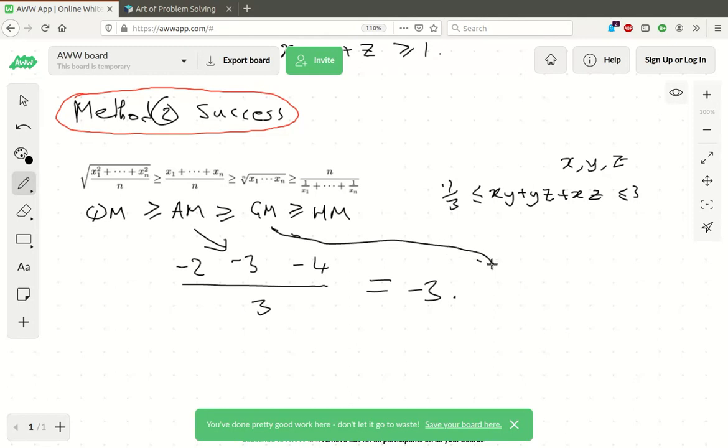For the GM, we'd have the cube root of minus 2 times minus 3 times minus 4. That's going to be minus 24. Cube root of minus 24, think of a cube root close to that, 27. It's going to be just under minus 3, so it's going to be like minus 2.8 or something like that, I think. Okay, so is minus 3 greater than or equal to minus 2.8? No, the negative messes it up. I was pretty certain of that. I just wanted to check.